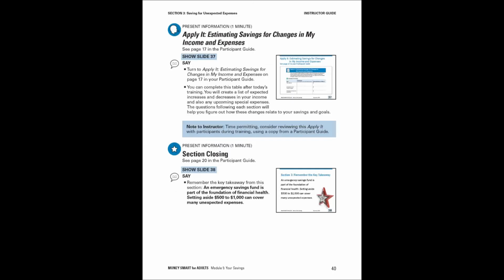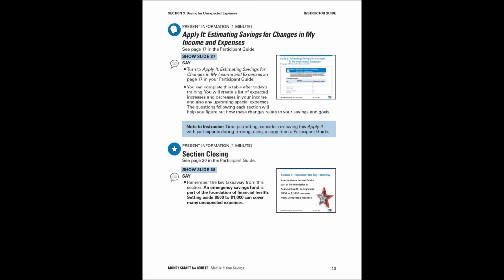Those are 3 specific prompts that's really going to help participants to move into the next activity, which is to estimate savings for changes in my income and expenses. This is on slide 37 and page 17 in the participant guide. And this is really going to require them to do a bit of thinking about these particular areas. There's a page for increases in income to let them list those items, time frames, and the estimated amount of money.